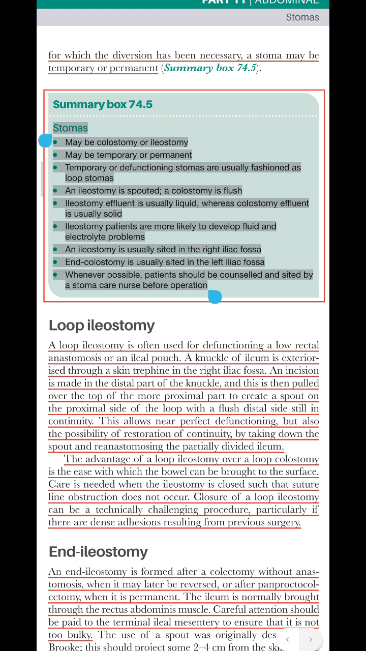Ileostomy patients are more likely to develop fluid and electrolyte problems. An ileostomy is usually sited in the right iliac fossa. A colostomy is usually sited in the left iliac fossa. Whenever possible, patients should be counseled and sited by a stoma care nurse before operation.